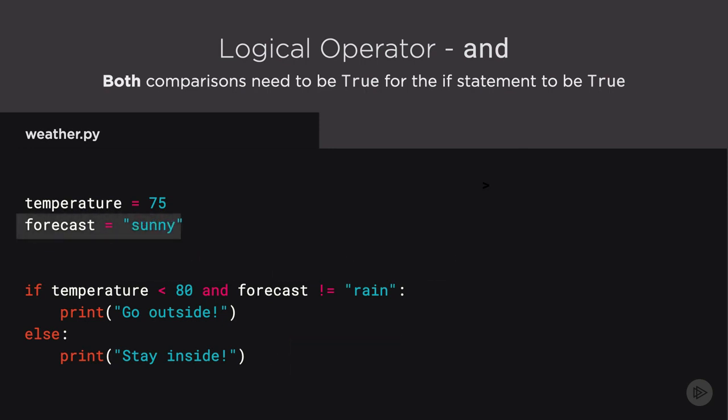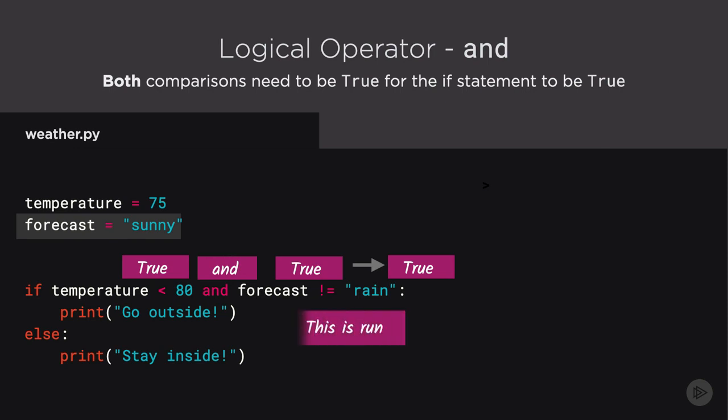Now we updated the forecast to be sunny. The temperature is still 75, which is less than 80, which is true. And if we check the forecast, it's not equal to rain, so we also get true there. So the overall if statement is true and true, which evaluates to true. So this time print go outside would be run.